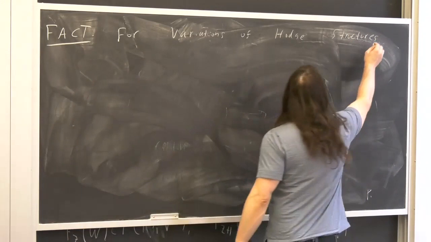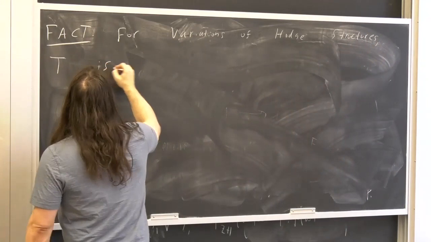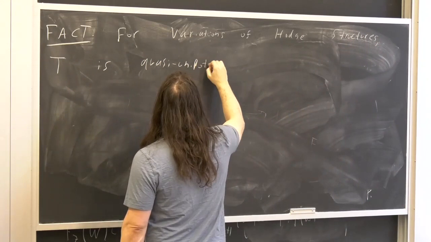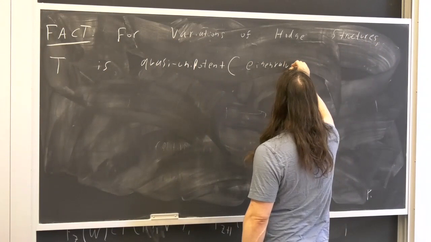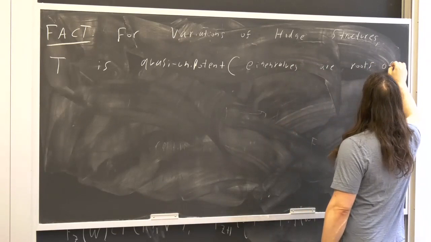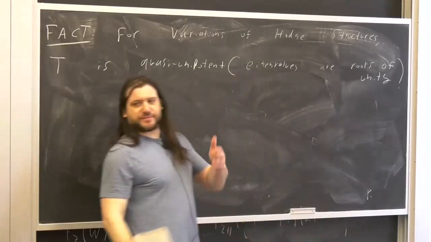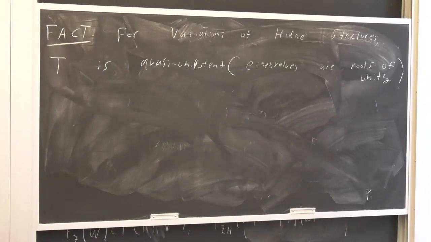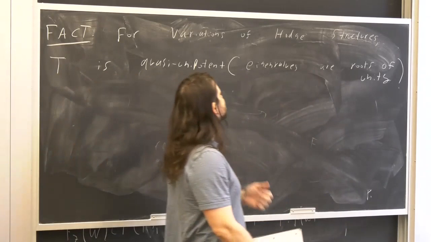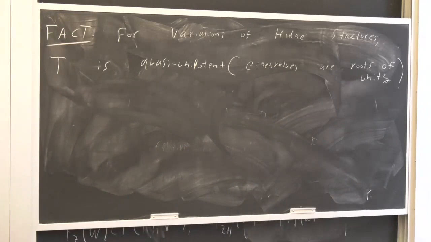This operator T that we've been studying is quasi-unipotent, i.e., its eigenvalues are roots of unity. In fact, it's even better. It means you can pass through a finite cover such that all the eigenvalues of T aren't just quasi-unipotent, they're actually unipotent. Okay. And so that concludes the proof of this theorem. Any questions about this part?